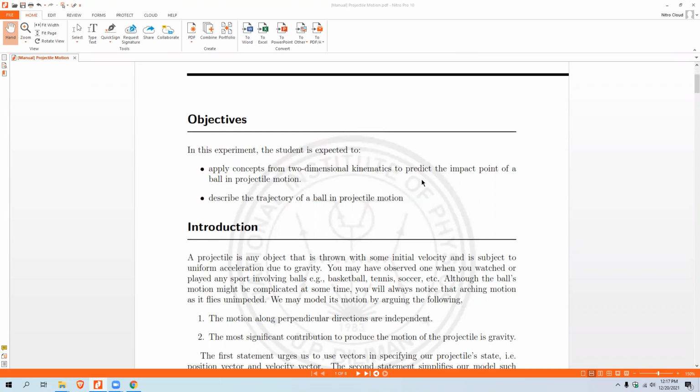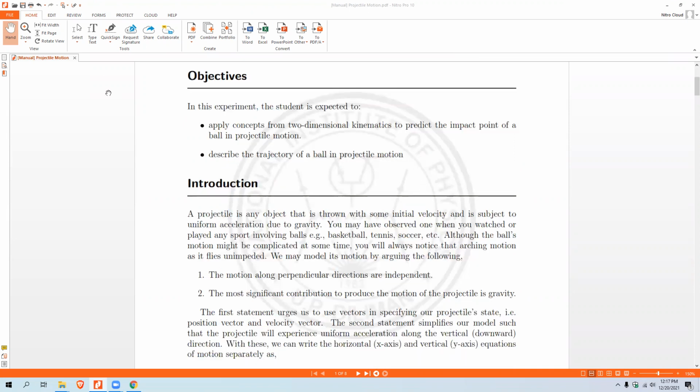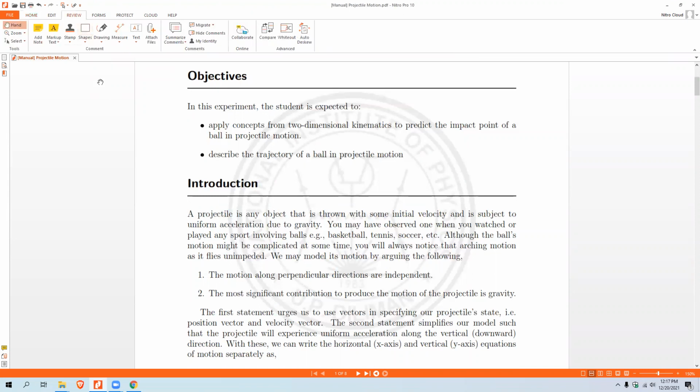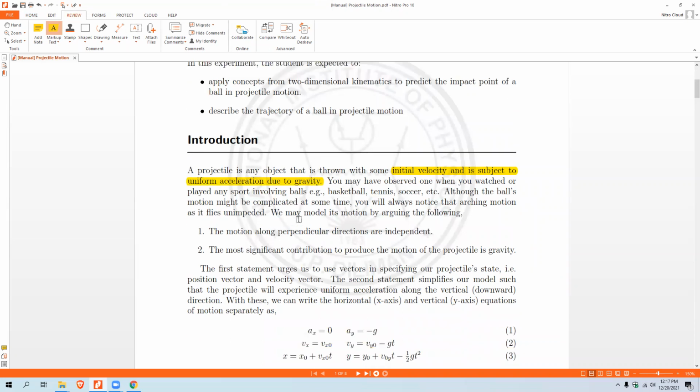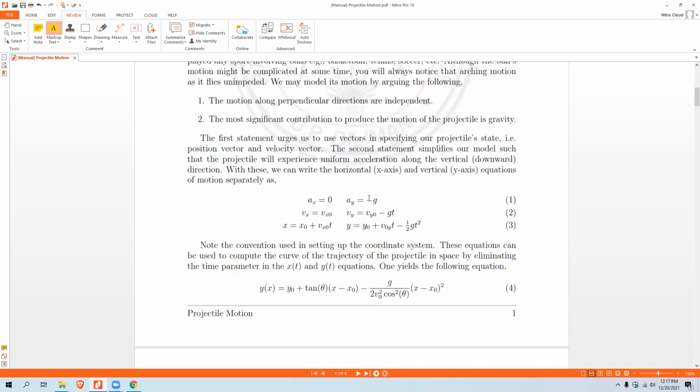So, nauna, if you recall, projectile motion is a type of motion wherein an object is thrown with an initial velocity subject to uniform acceleration due to gravity. So alam naman natin to. There's no need to dwell on this section. So let's go to the math.